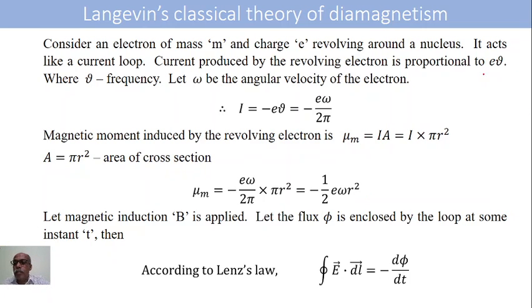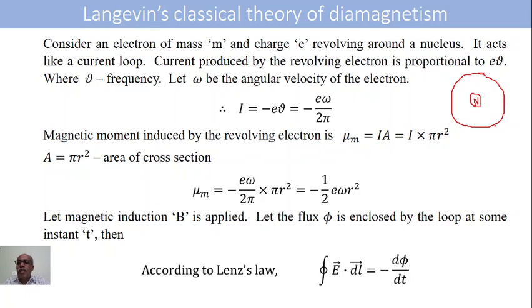I will draw the spherical orbit of the electron, and here we have the nucleus. The electron is revolving around the nucleus, right? Let e be the charge of the electron and m its mass.